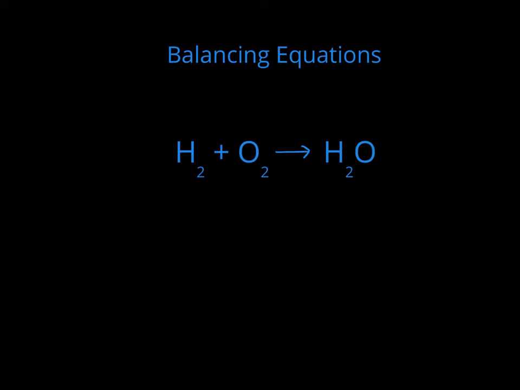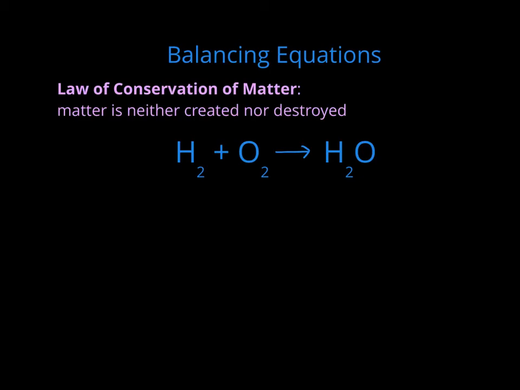Well, nothing, because according to the law of conservation of matter, matter is neither created nor destroyed. So that means we can't lose atoms. I can't start with 2 oxygens and end up with only 1 oxygen. I have to balance my equation so that I'm ending with the same amount of atoms that I started with. So now the question is, how do we balance these equations?